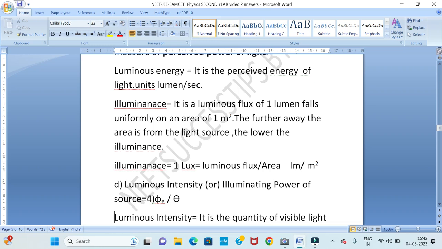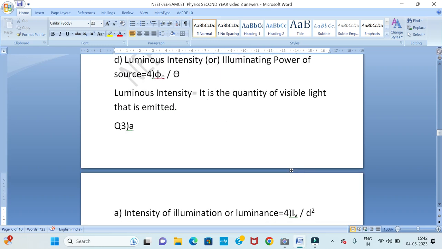Luminance: we already learned 1 lux is equal to luminous flux by area. Luminous intensity, or illuminating power of a source, is phi_E by theta, where phi is radiant flux by solid angle. Luminous intensity is the quantity of visible light that is emitted.